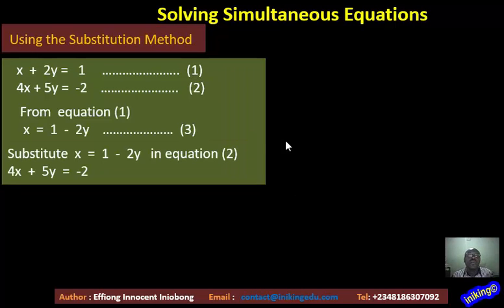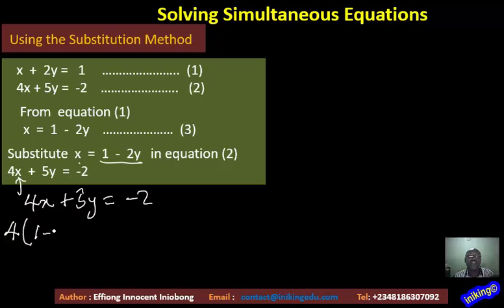So that's it. From equation 1, we're able to express x in terms of y by transferring our 2y to the right hand side, and we have 1 minus 2y. We now substitute that expression that we have for x in the second equation. So where we see x there, we throw in 1 minus 2y. So 4x plus 5y equal to minus 2. Instead of writing my x, I'll say 4 times 1 minus 2y, because that's my x, plus 5y is equal to minus 2.